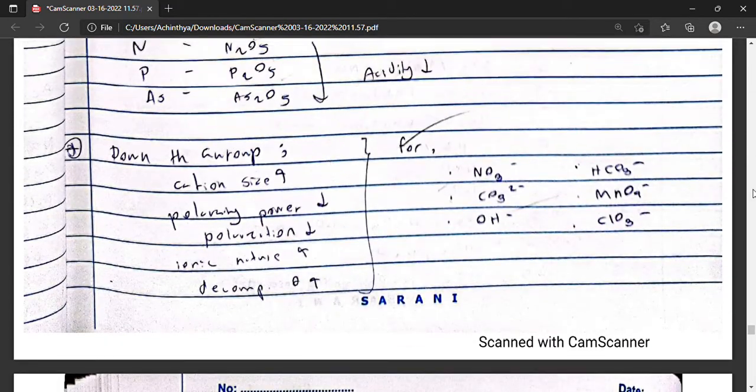So tell me why. So I'll tell you why exactly is it that down the group these compounds increase their decomposition temperature. That's because down the group the cation size increases, thereby the polarizing power of the cation decreases, because that happens when increasing the size. Therefore the polarization of the compound decreases, and thereby the ionic nature of the compound increases, and thereby the decomposition temperature of the compound increases.